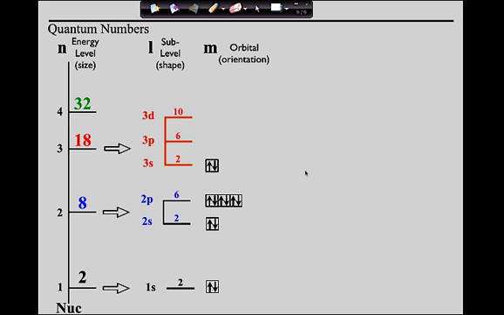Now, what about the 3p's? How many orbitals do there have to be? 3. What is their shape? Dumbbells. How do they orient? 90 degrees to each other. Why? They repel. Draw 3 boxes.